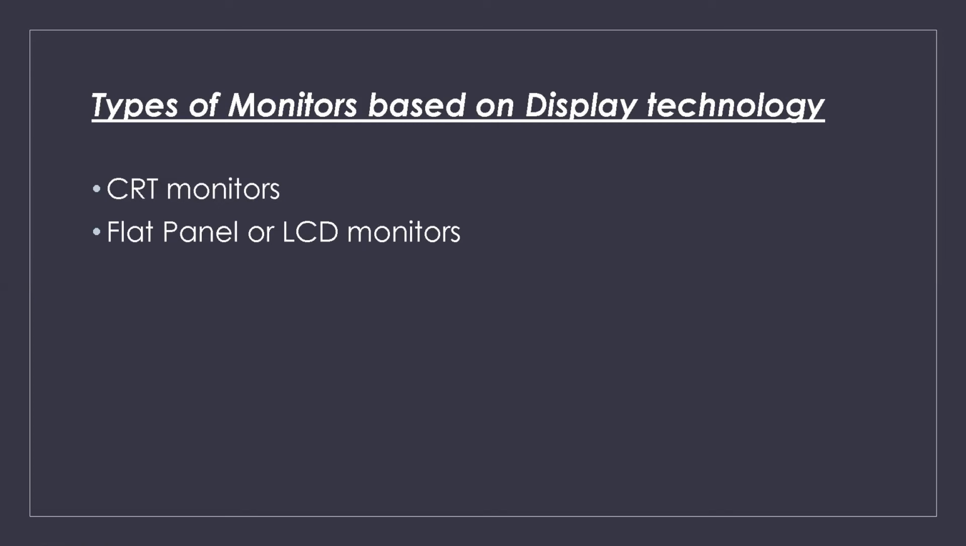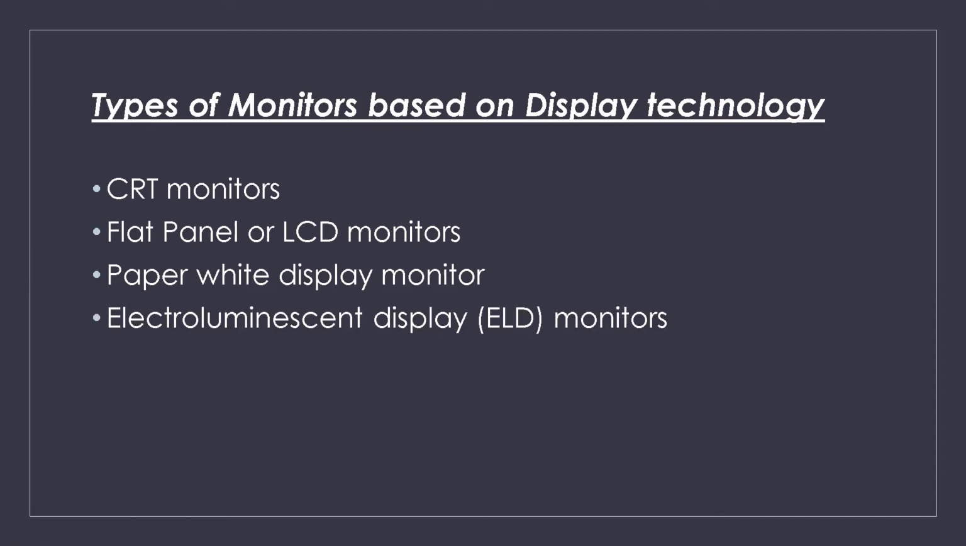There are different types of monitors based on the display technology used in them, like CRT monitors, flat panel or LCD monitors, paper white display monitors, electroluminescent display ELD monitors, and plasma panel display. Those are some of the monitors we have.